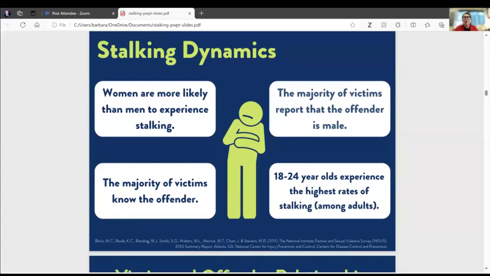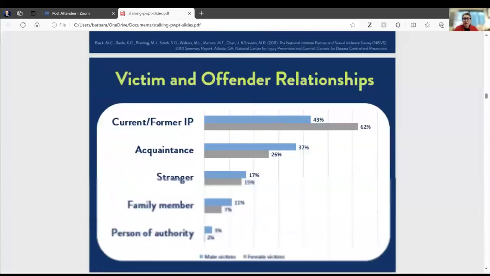Now, not everyone is going to have a dating partner that is going to stalk them once they break up, but we do know that stalking is a predisposition to homicide, and it more likely occurs when people had a dating relationship or a marriage relationship. The marriage relationship has ended, or the dating relationship has ended, and the stalking person does not and cannot accept that the relationship is over. Here's some of the data that shows that it's a current partner or a former partner, an acquaintance, stranger, family member, and person of authority.